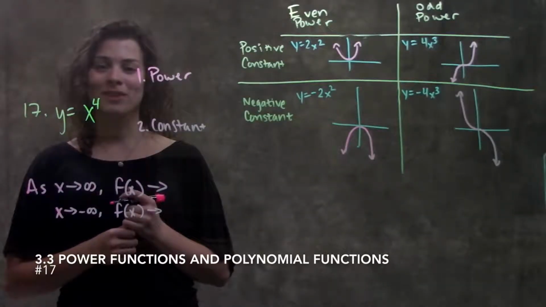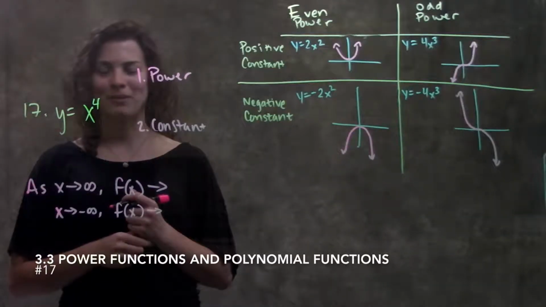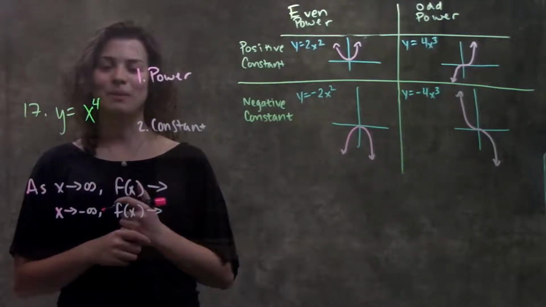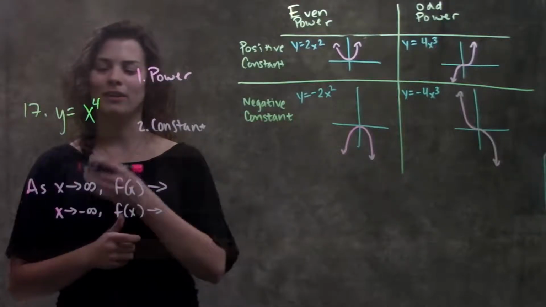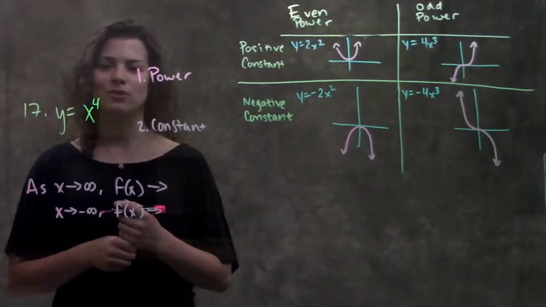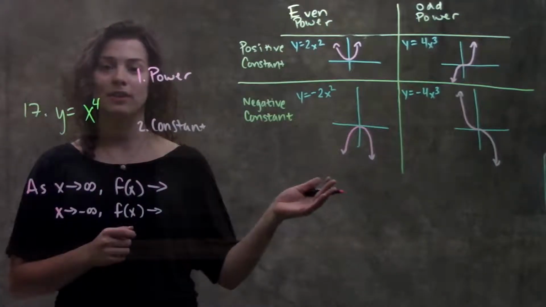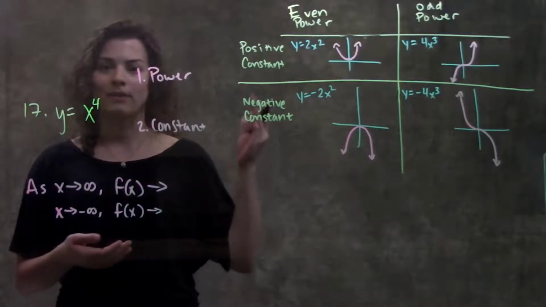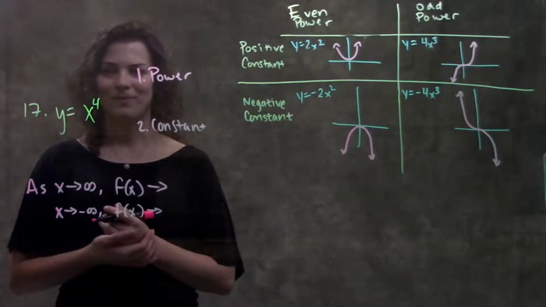This is section 3.3, power functions and polynomial functions. In this video, we're going to go through number 17 in your book, and this problem is asking us to identify the end behavior of this function. So remember, end behavior just means what is the function doing as our x values get infinitely larger and also infinitely smaller? Or what is the function doing at the end values of our function?